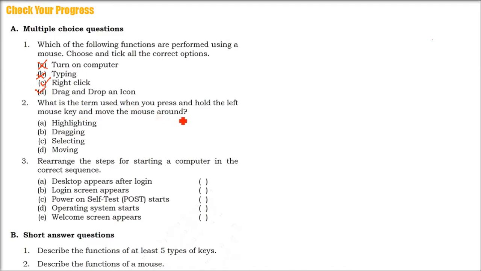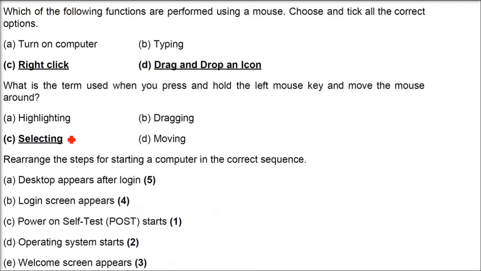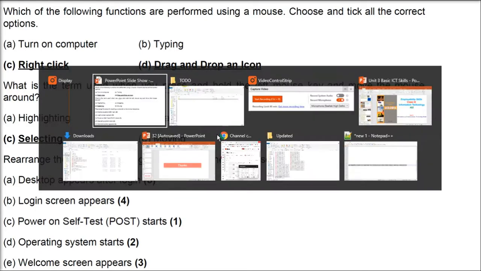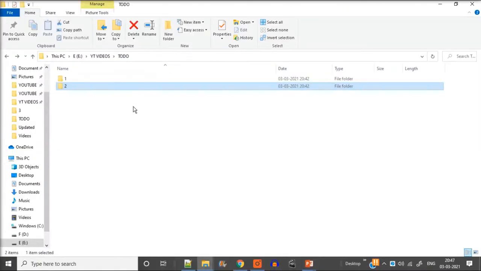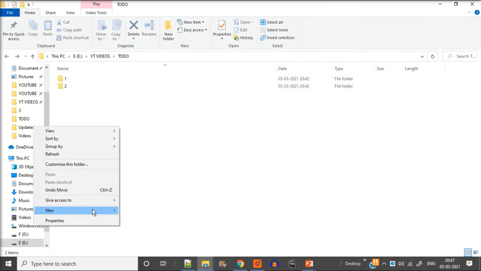What is the term used when you press and hold the left mouse key and move the mouse around? So see, when you press and hold the left mouse key and move the mouse around, you are selecting. So it can be highlighting, but it depends on the application. If you are doing it in Adobe Acrobat Reader, you're highlighting, because you cannot edit there.